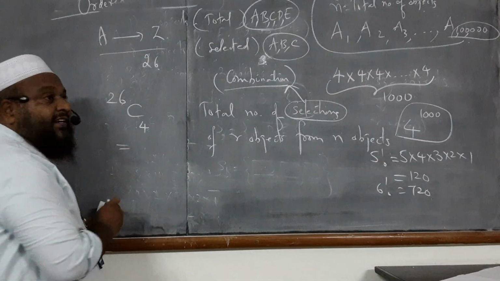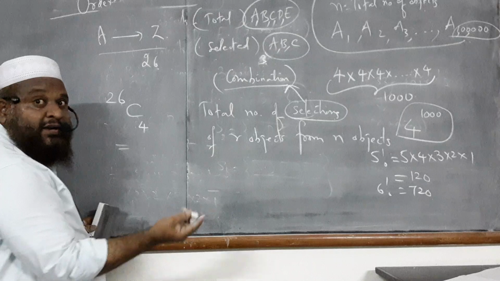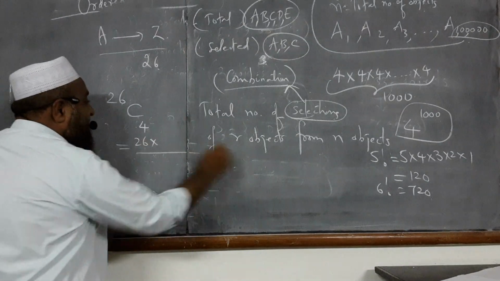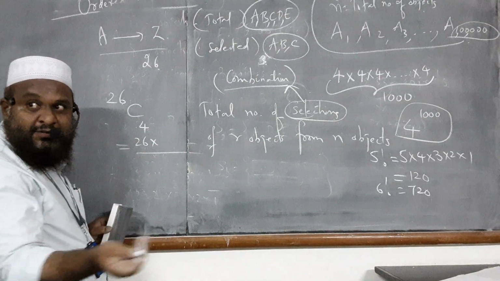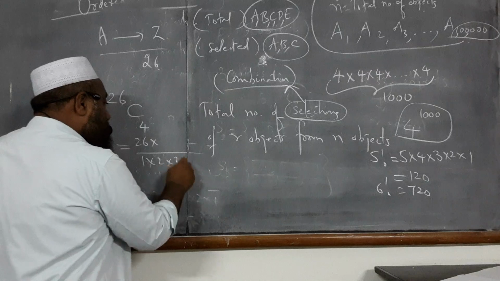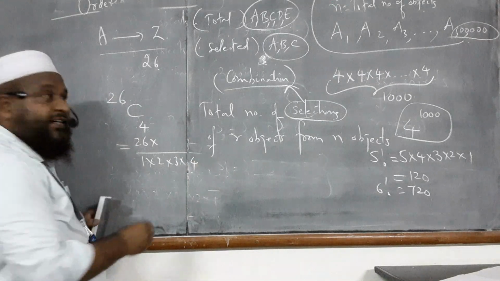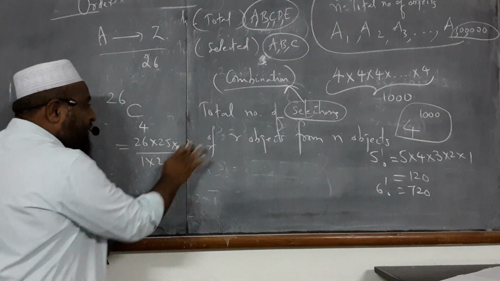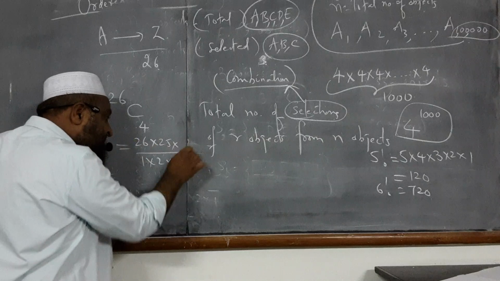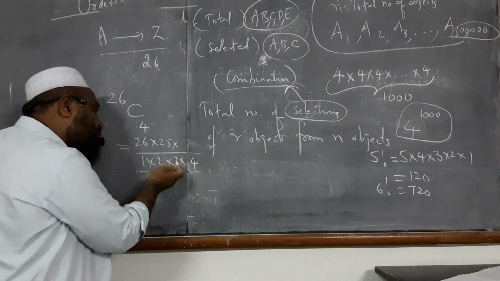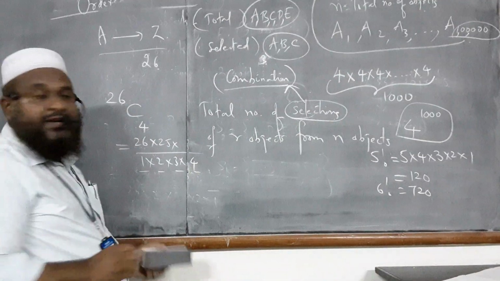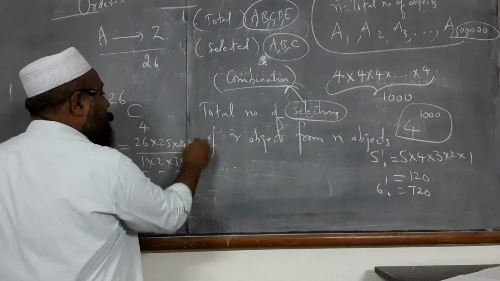So how much will be the value of this one? So simple, 26. In the denominator, 4 factorial will come. So we will write 1, 2, 3, 4. And in the numerator, we will write 26, 25. We will start decreasing from 26. How many are there in the denominator? Only that many factors we will write in the numerator. So 26, 25, 24, 23 over.